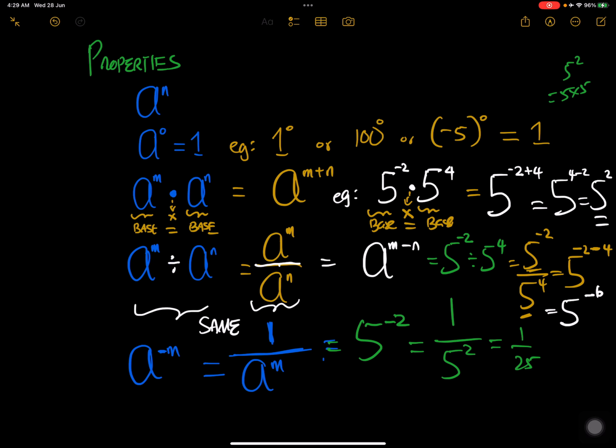Now we're going to continue. We're continuing some of the properties of indices.